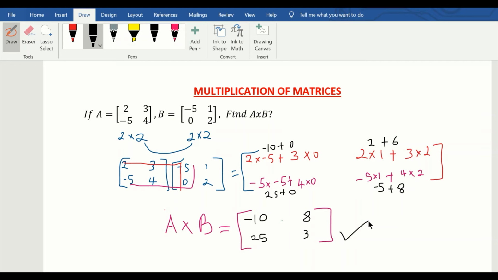Please note that for you to multiply two matrices, the number of columns in the first matrix must be the same as the number of rows in the second matrix, and your final answer should be a 2 by 2 matrix. Let's look at the second example.